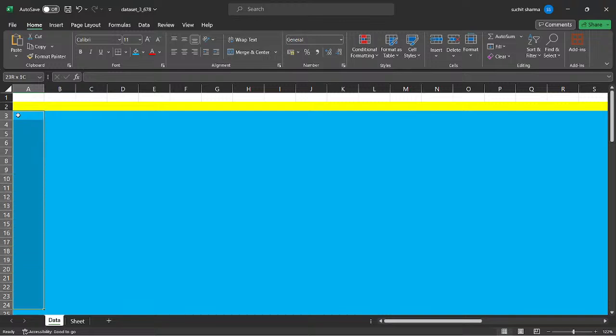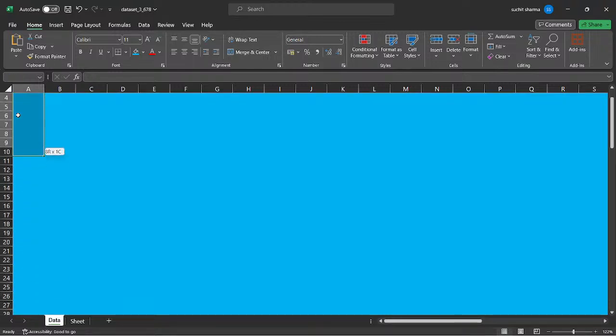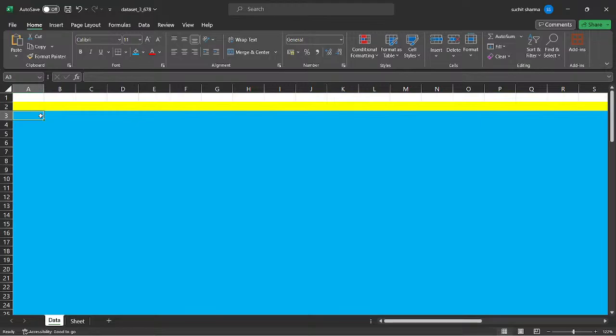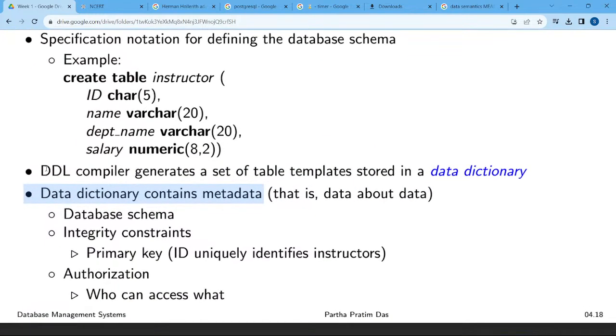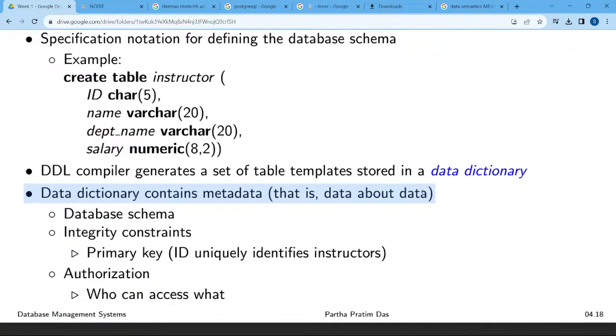how many instances you can have. You would understand better if I teach you this. Okay. Specification notation for defining the database schema. Okay, so DDL basically works on schema, on the heading. DDL compiler generates a set of table templates stored in a data dictionary. Data dictionary contains metadata. Okay, this is an important line.